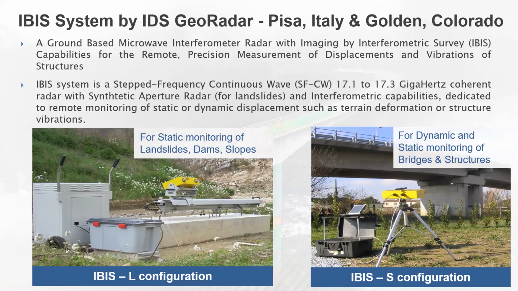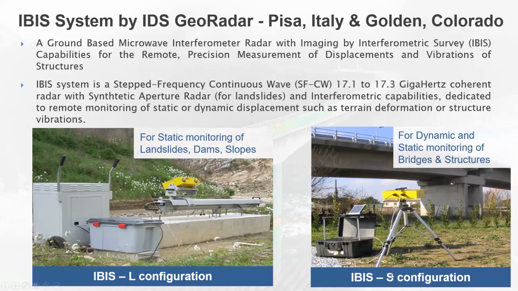It is a ground-based microwave interferometric radar system that works with remote precision measurement of displacements and vibrations of structures. There are 2 versions. One is for static monitoring of landslides, dams, and slopes that goes back and forth on a track. That can be a topic of another talk another day. But that gives you static monitoring. About every 5-minute typical cycle time, it will go back and forth 2 meters and very precisely measure within 0.004 of an inch the movement of slopes, dams, and other large features.